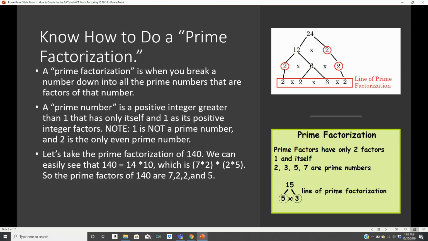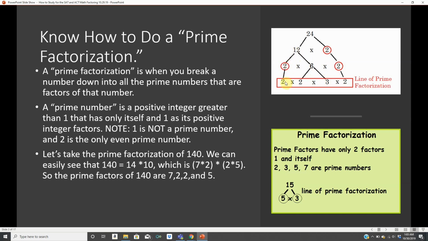A prime factorization is when you break a number down into all the prime numbers that are factors of that number. So for example, here we have 24, and it's equal to 12 times 2. So we factored out one prime number, 2. That goes all the way to the bottom. Then we have 12, 2 times 6. Just like a tree, it branches off. 6 goes to 2 times 3, and the original 2 and the 2 times 6 just drops to the bottom.